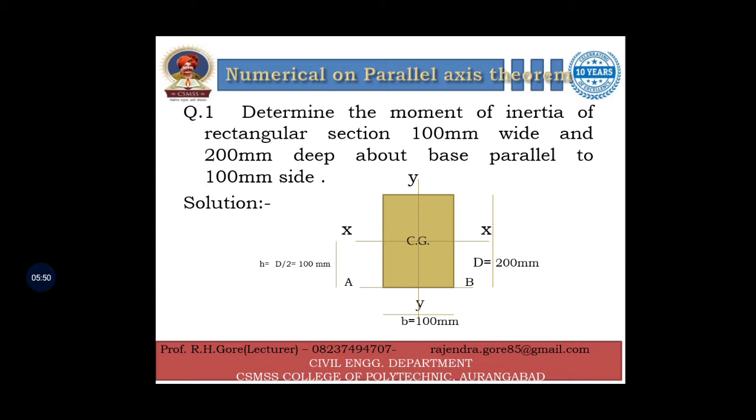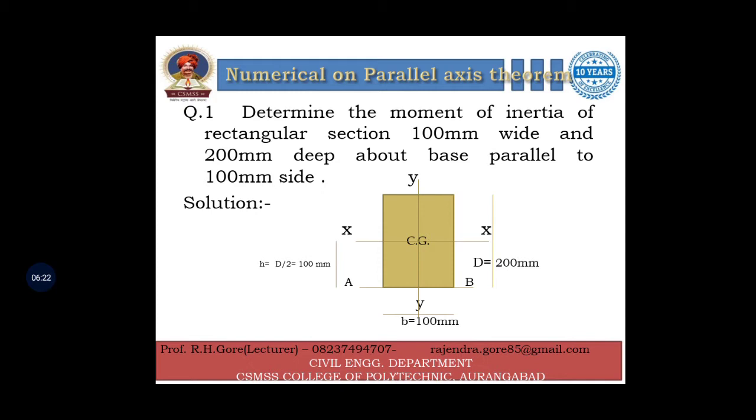Numericals on parallel axis theorem. First problem. Determine the moment of inertia of a rectangular section 100 mm wide and 200 mm deep about base parallel to the 100 mm side. So in this problem we have to find out the moment of inertia about the base, that is AB. In the figure you can see we have to find the moment of inertia about the AB line.